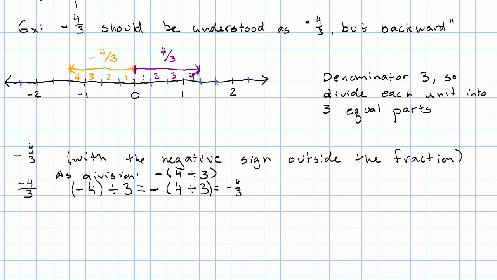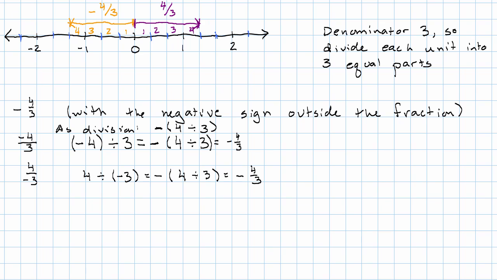What if I wrote the negative sign in the denominator? That would be 4 divided by negative 3. Positive divided by negative is negative. We ignore the signs and divide. So again, that would be negative 4/3.